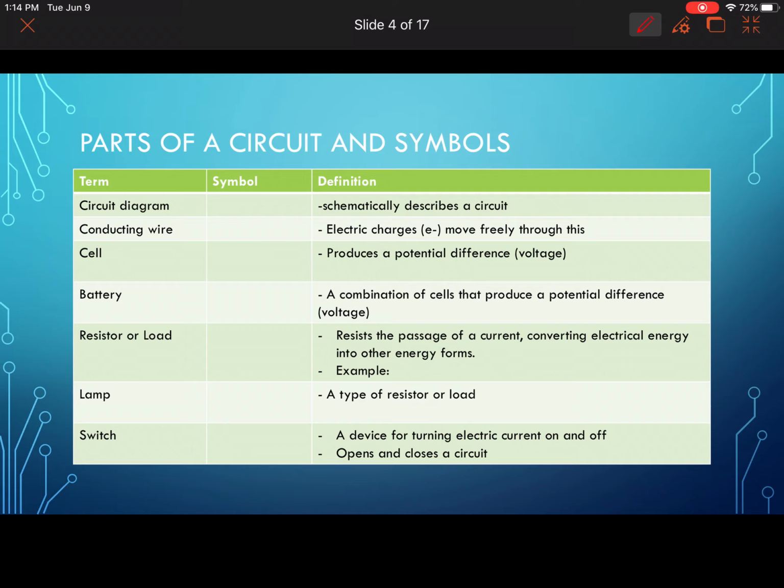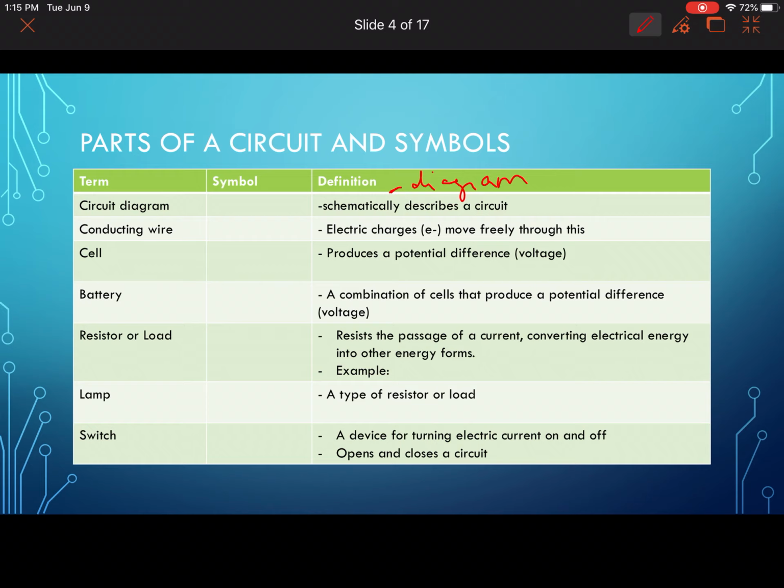Now, we're going to fill out this chart here. We've got different terms and then symbols, so we're going to end up drawing some diagrams. First of all, a circuit diagram. There's no symbol for that because we're going to use all the other symbols to make them. The definition is that it schematically describes a circuit. Sometimes people don't know what schematically means. It just means diagram. So a circuit diagram is a diagram that describes what a circuit is.